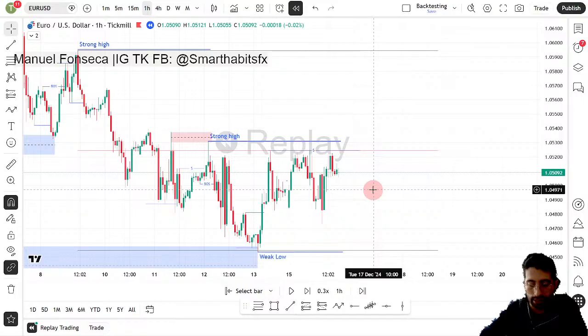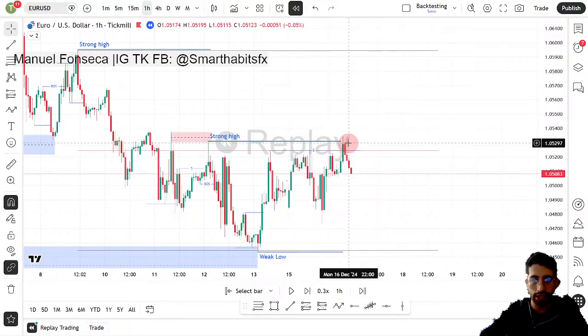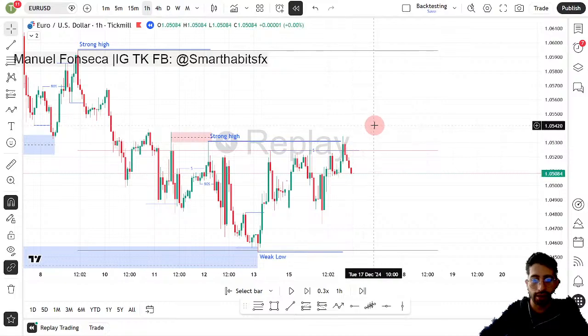Again, this is not a class for entries, it's a class for ranges. Okay, people are still selling here. They're very happy. And now let's see what happens.